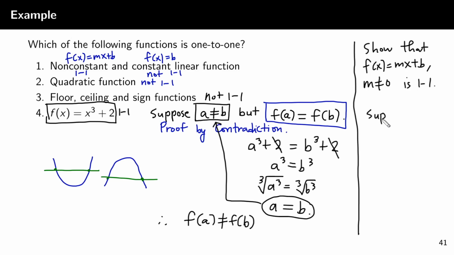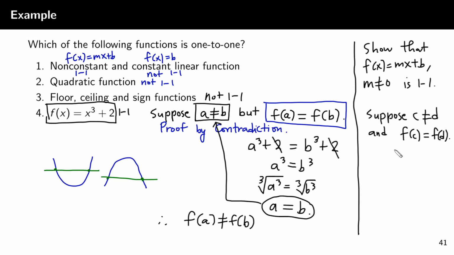So suppose c is not equal to d, but f of c is equal to f of d. So, kailangan, after making this assumption, dapat makontradict natin itong assumption na c is not equal to d. We should arrive at c equals d. Okay, so gawin natin yun.